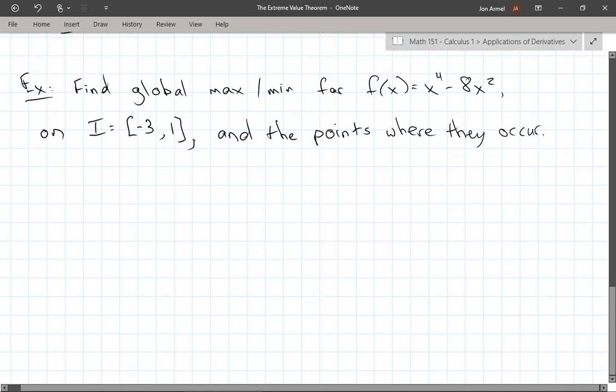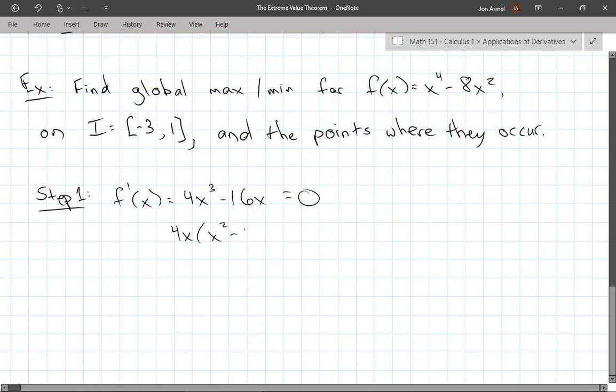This is a polynomial, so the derivative is going to be pretty simple, and there's not going to be any place where the function's not differentiable, so we just have to worry about where the derivative is equal to 0. So step 1, just like with local maxes and mins, we need to figure out where f prime equals 0. So we're going to find f prime of x. That's going to be 4x cubed minus 16x. We're going to set that equal to 0. So I guess the first thing I would do is factor out a 4x. Then I've got x squared minus 4 equals 0.